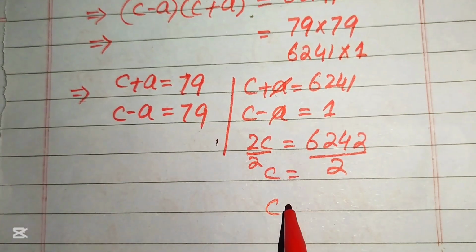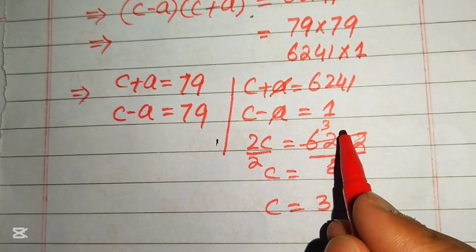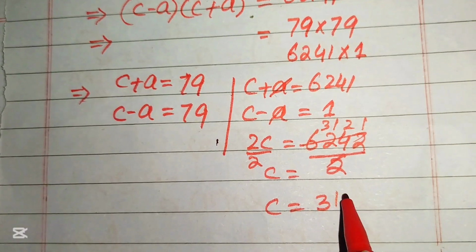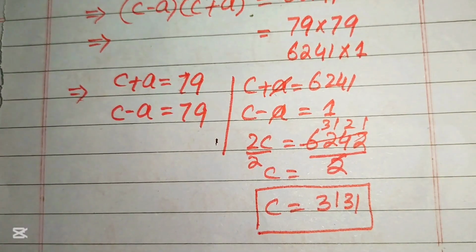So we have our c equals to, we cancel this term, 2 3s are 6, 2 1s are 2, 2 2s are 4, and 2 1s are 2. So it will be written as 3 1 and 2 1. So this is the value of c.